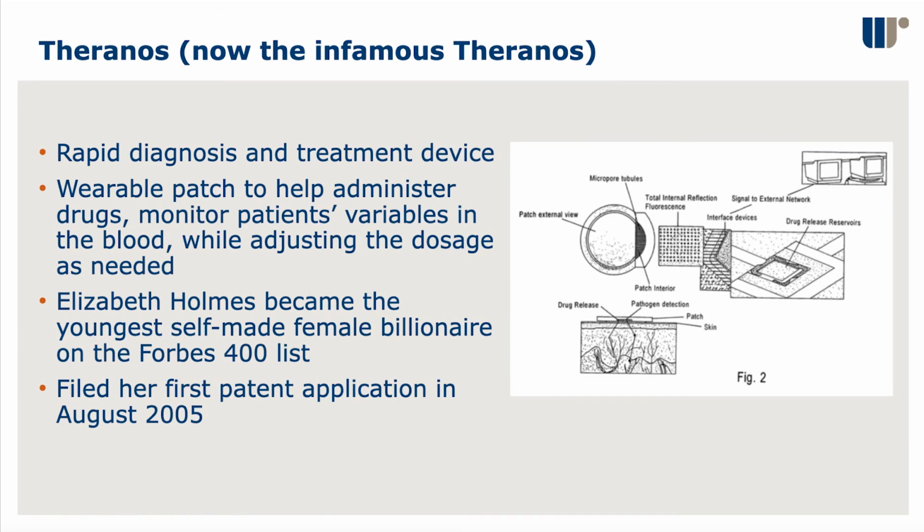Theranos weren't really a spin-out, but the idea for the company was developed by Elizabeth Holmes while she was studying at Stanford. She then dropped out to build the company. Theranos created a rapid diagnosis and treatment device, a wearable patch, to administer drugs and monitor when the next dose was needed. Elizabeth Holmes filed her first patent application in August 2005 and ultimately became the youngest self-made female billionaire on the Forbes 400 list.